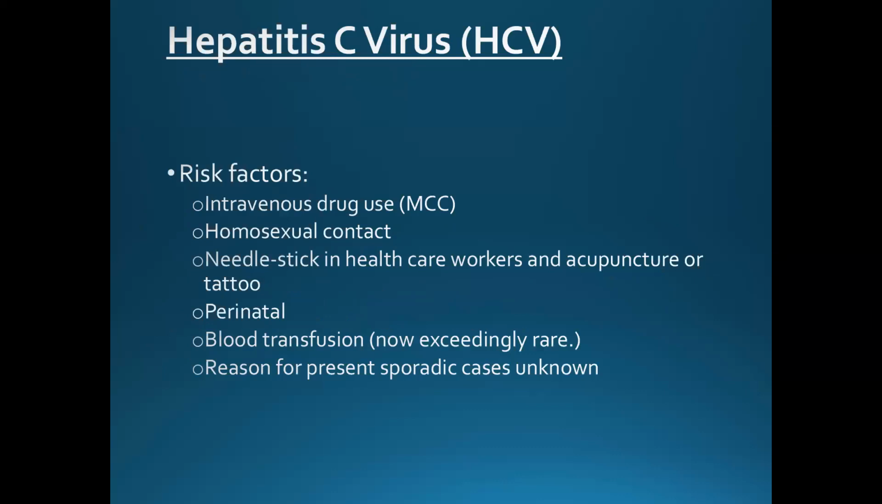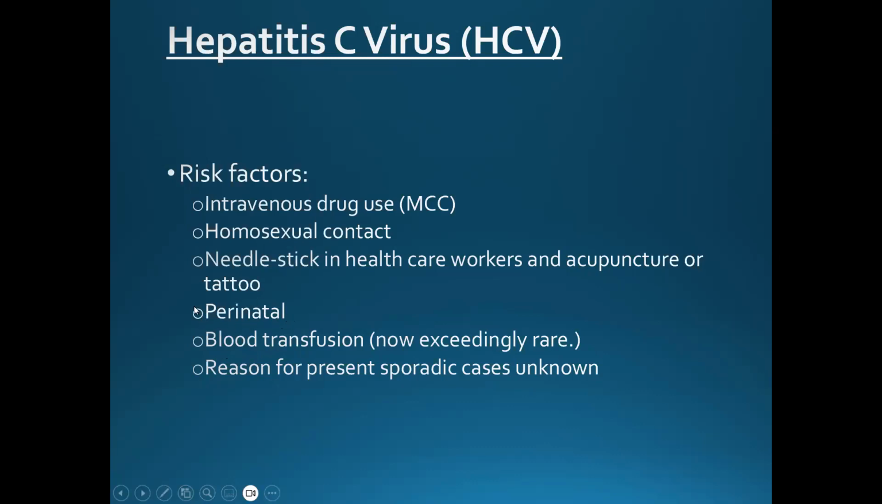So these are some of the risk factors that result in the transmission of hepatitis C. Top on the list is intravenous drug use, and there's a long list of this. Now remember that blood transfusion is now exceedingly rare. Why? Because we have PCR testing that will tell you if your blood supply is free of viruses or not.